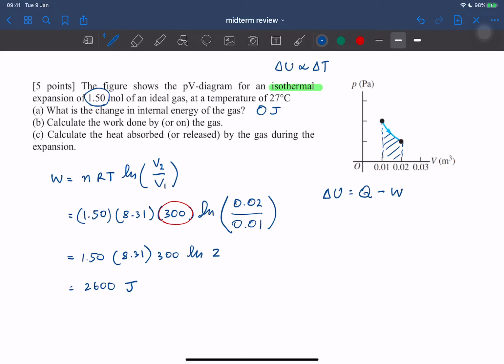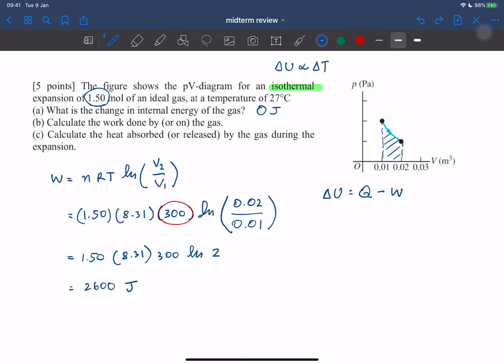Okay, and it's actually asking a little bit more than that. This is by the gas or on the gas. Well, it's just asking about the sign of work, which is positive. Positive means it expands. Expand means the work is done by the gas, okay? Not on the gas, because on the gas means you compress the gas, which is not what we have here.